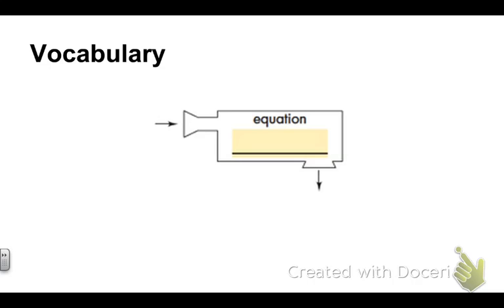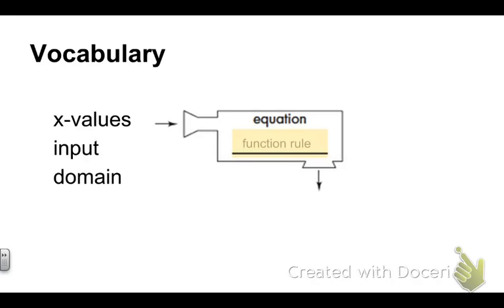So first of all, vocabulary. Some of this you already know. You already know what our x values are. You know that those are the inputs. And another word is domain. Alright, so your domain is what you put in. Your domain are your x values. So there's an example of our lovely little function machine. So the domain goes into the equation, but the equation is actually called your function rule.